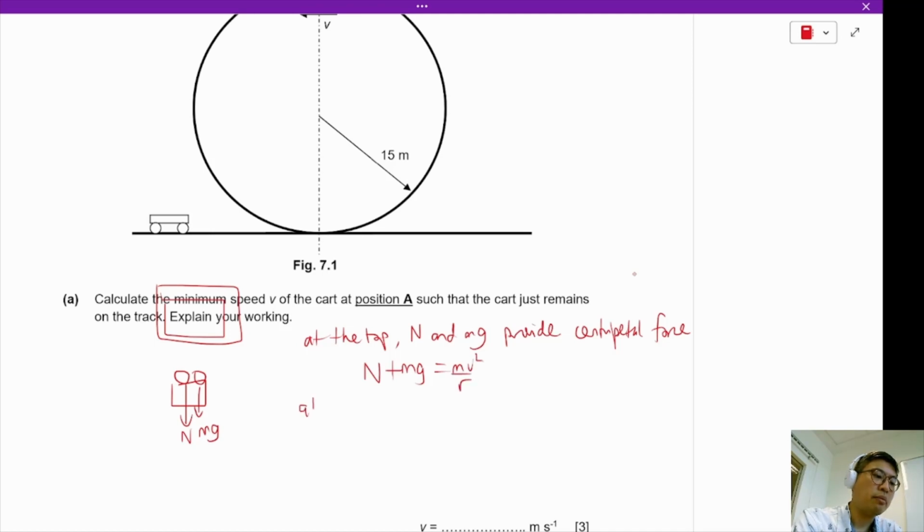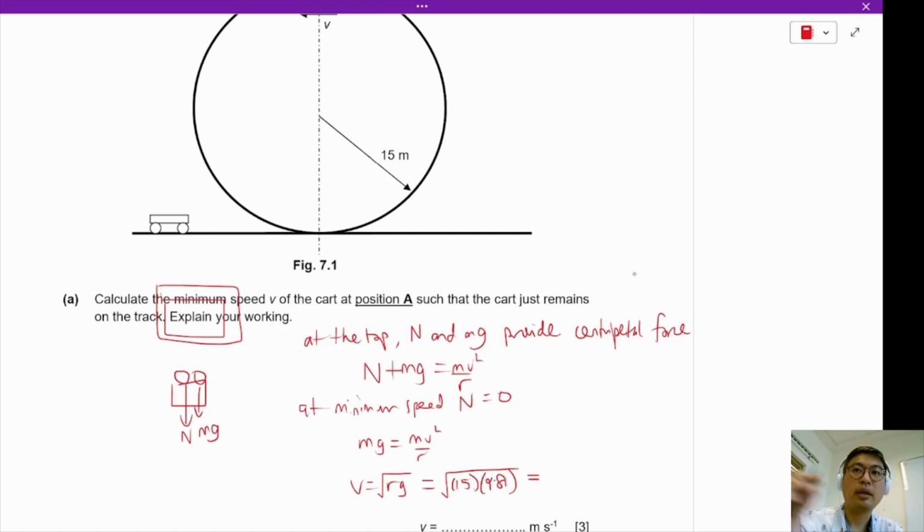But at minimum speed, the normal force is equal to 0. So mg equals mv squared over r, and then v equals the square root of rg. So we can put this in: the square root of 15 multiplied by 9.81, and that will give us a value of 12 meters per second squared.